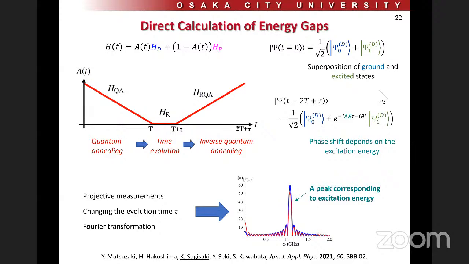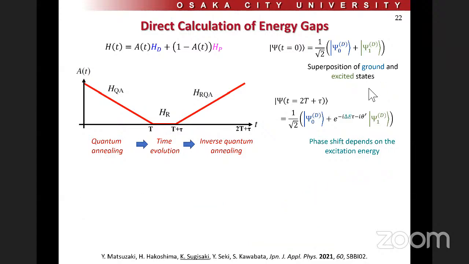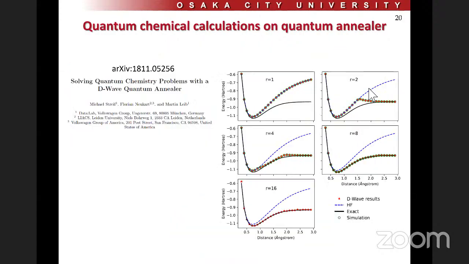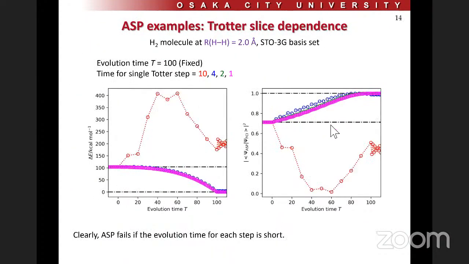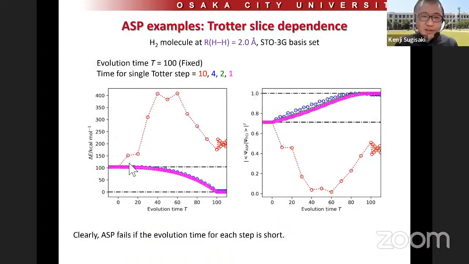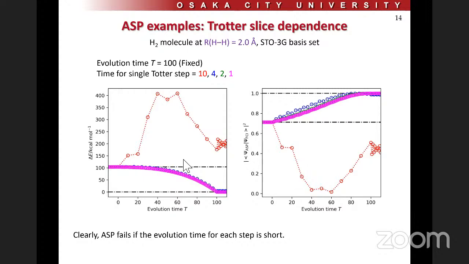So my question is, why does the deviation from the full CI graph increase if we increase the time for a single Trotter step? The slide you show for 10, it is actually deviating quite a lot. This one? Yes.